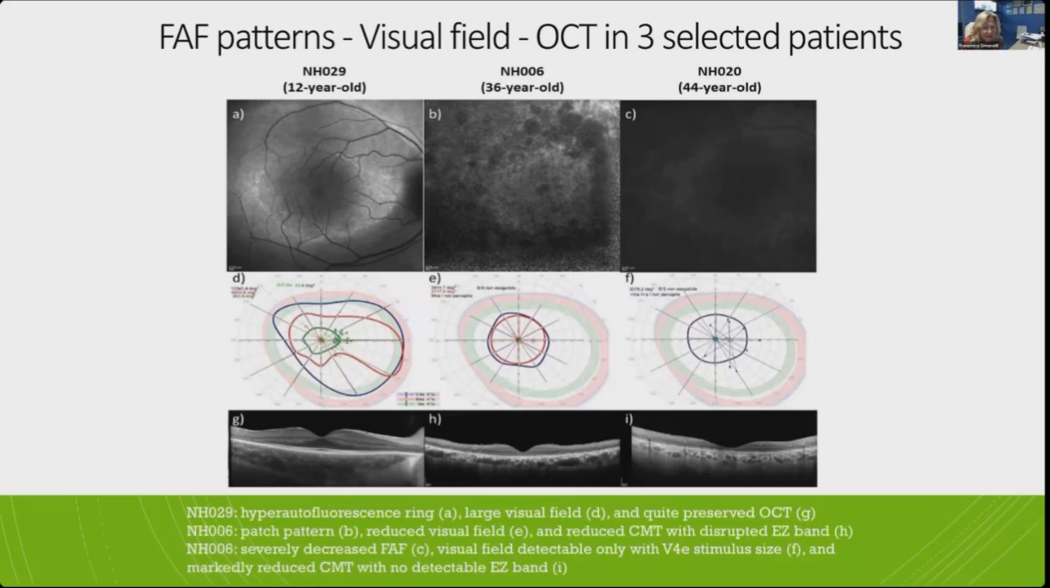In the third example, a 44-year-old patient, we have a severely decreased FAF, a visual field detectable only with the 5-4E stimulus sites, and a markedly reduced central macular thickness with no detectable EZ band.